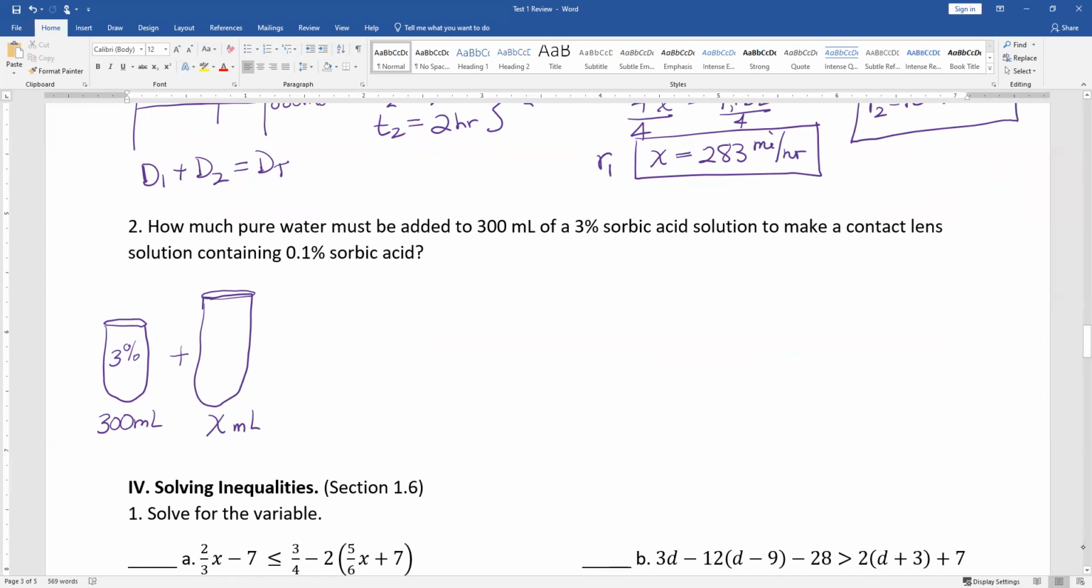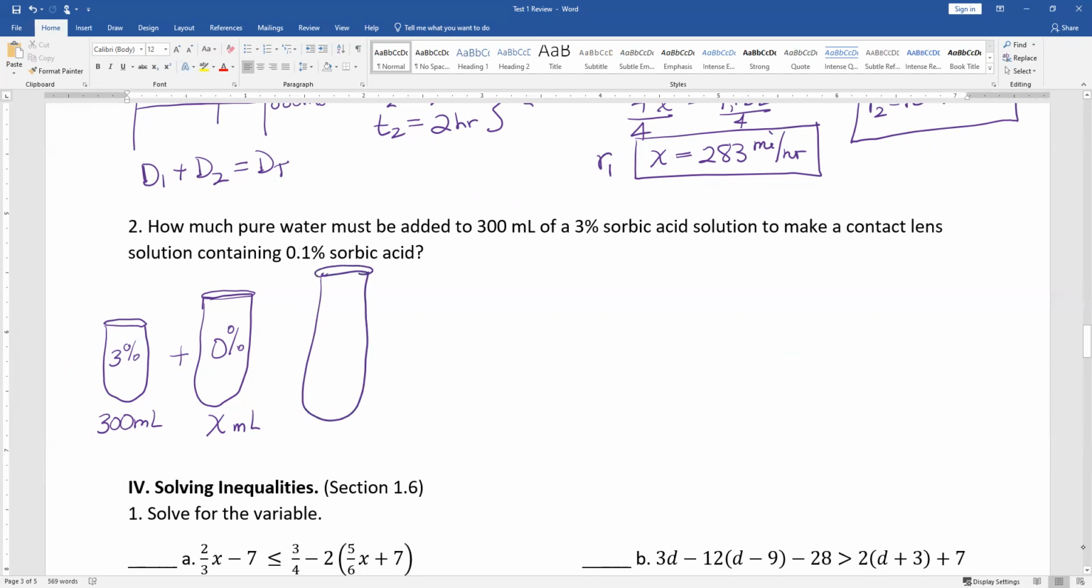No, that's what's in our solution, right? We're adding pure water. What's pure water? 0%. And what's anything times 0? Right, it's 0. So we're adding 0. So we can sort of eliminate that when we get to our problem, but I'll show you what I'm talking about in a second. All right, and then we're going to add these two together, and that's going to give us our final solution.